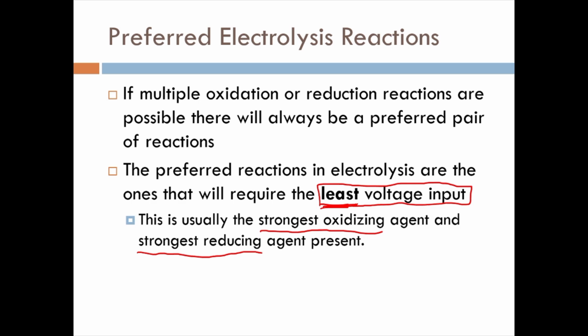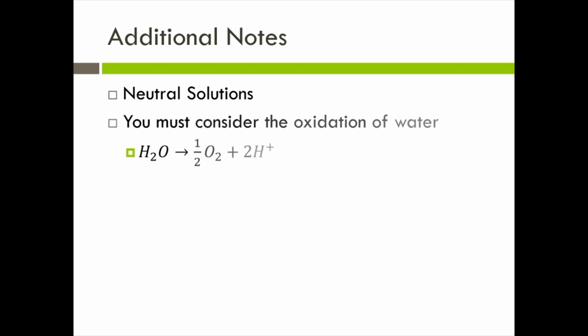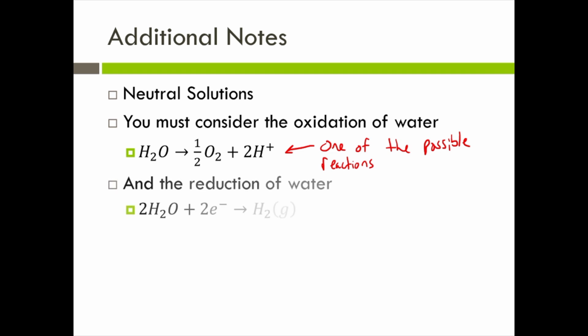Now there will be some things to consider, especially with aqueous solutions. So if you have an aqueous solution, if it's neutral, you have to consider that water could be one of the oxidizing agents or one of the reducing agents. So you need to consider that as a reducing agent, this could be one of the possible reactions. Because being aqueous means that water is present. And similarly, you also have to consider that the reduction of water might also be present.